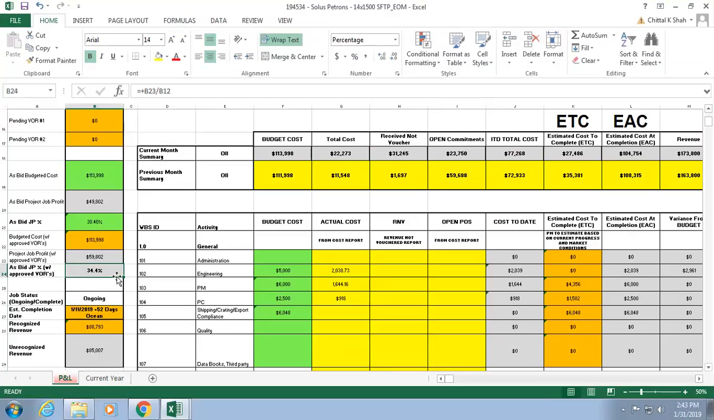The reason we want to see that is you're putting in a new baseline. So when you're gauging your project, how well you did, you're not gauging against this anymore. You're gauging against that, because that's your new JP with the VR. So you always want to see what your new baseline JP is with the VR.